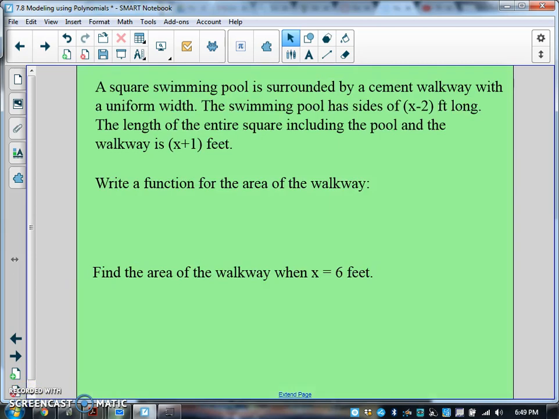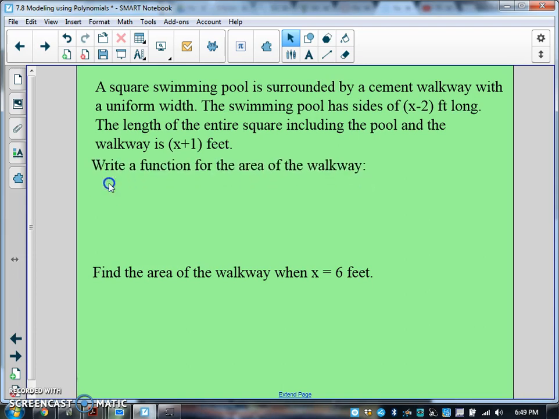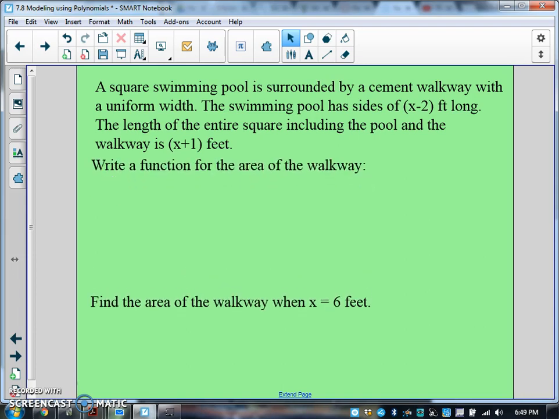We have one final problem here. A square swimming pool is surrounded by a cement walkway with a uniform width. The swimming pool has sides of x minus 2 feet long. The length of the entire square, which includes the pool and the walkway, is x plus 1 feet. So we're asked to write a function for the area of the walkway and then find the area of the walkway when x is equal to 6 feet.